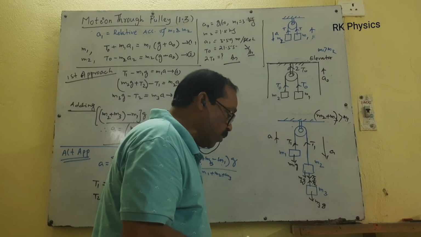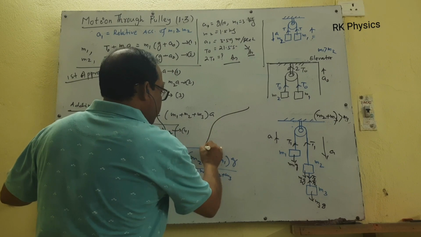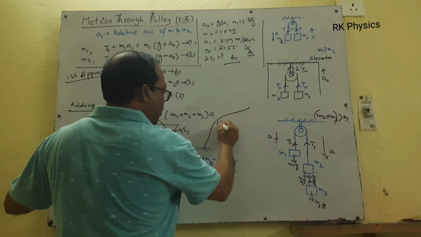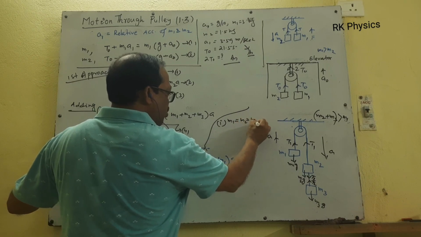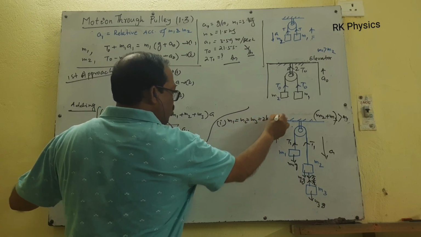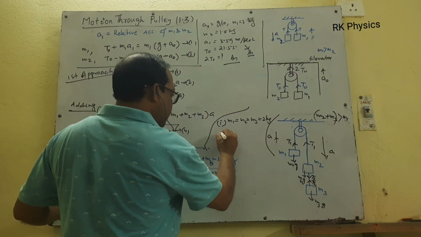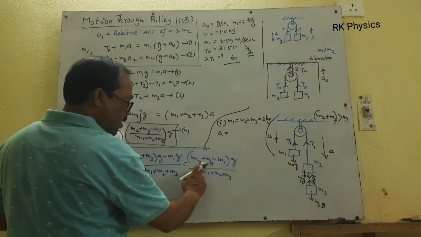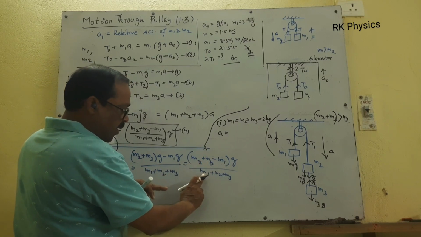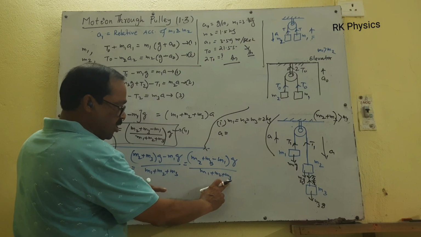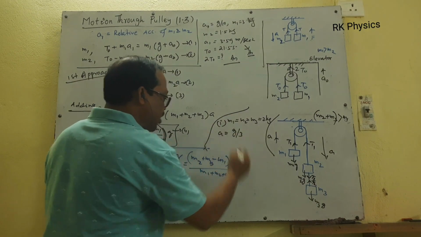Now let us try it. If some data are given to you, suppose you take some data. First problem: M1 equal to M2 equal to M3, suppose 2 kg each. If it is 2 kg each, then what is the acceleration? The 2s get cancelled. Remaining 2 divided by 2 plus 6, that is 2 by 6, which is 1 by 3. Acceleration is g by 3.